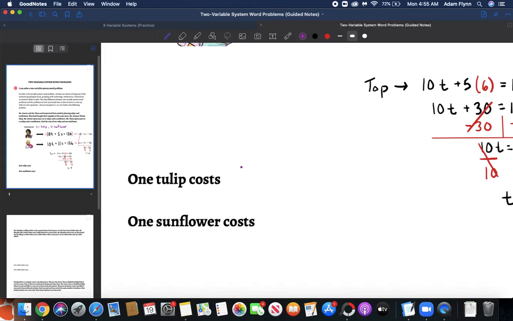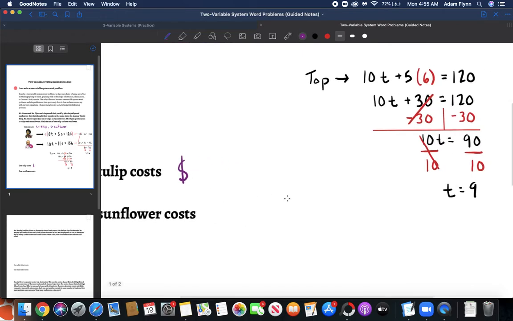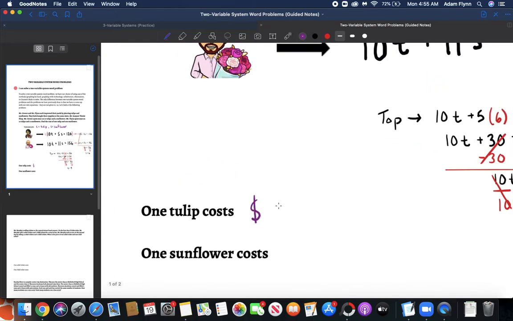So 1 tulip costs, so we're dealing with money. Actually, that's a little too thick. How about I go back to my old marker? So 1 tulip, we're dealing with money, so let's put the money symbol in there. And we just said t equals 9, and up above we said t is going to be our variable that represents our tulips. So 1 tulip costs $9, and 1 sunflower costs $6. Okay, so this is what your solution should look like right here.